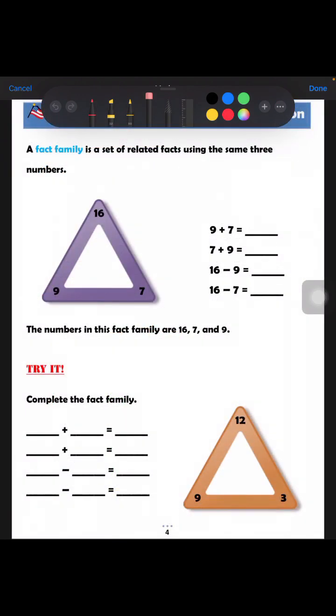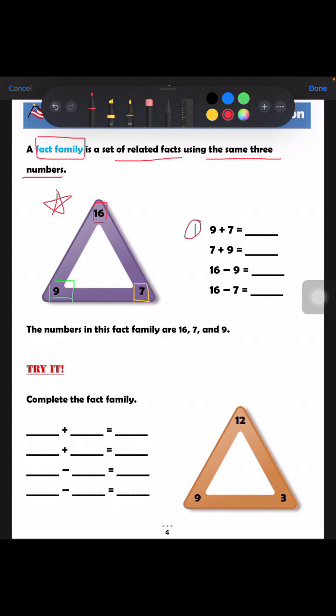Okay, now please turn to page 4. In this page, we'll talk more about the fact family. A fact family is a set of related facts using the same 3 numbers. So take a look at this fact family. This fact family has 3 numbers: 16, 9, and 7. Take a look at the number sentence here.